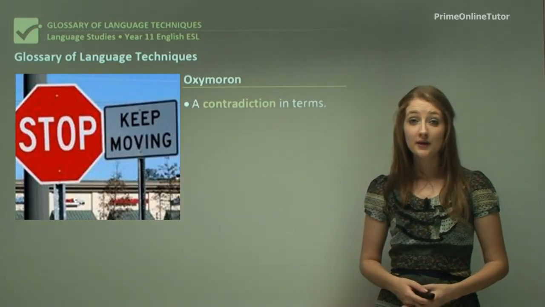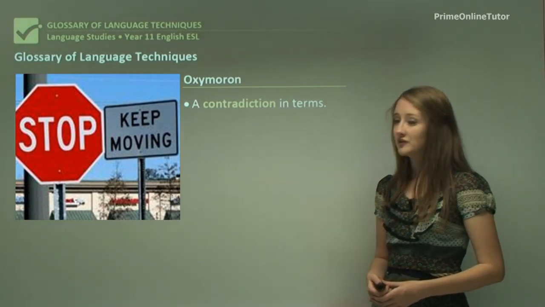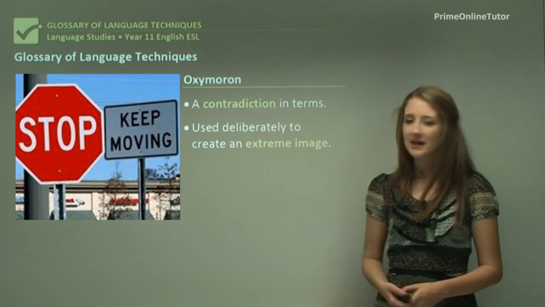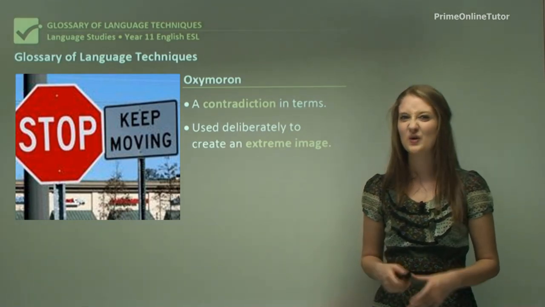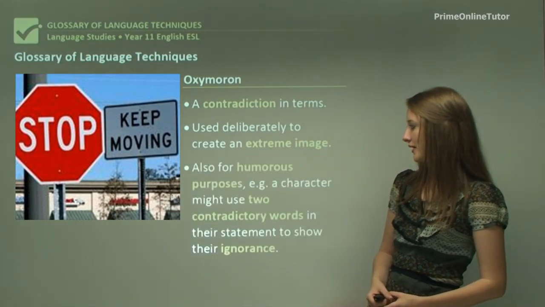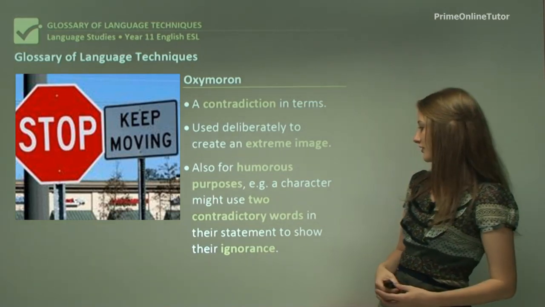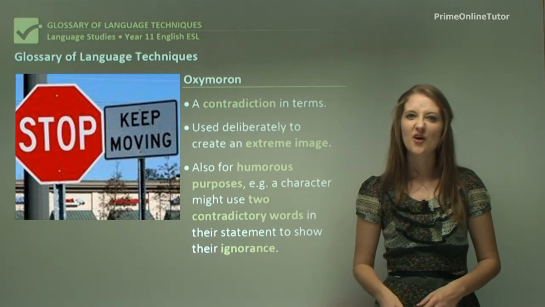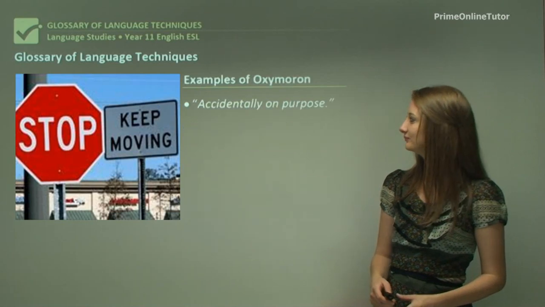An oxymoron is another technique which is really important. It's a contradiction in terms. It's used deliberately to create an extreme image. So two things that don't really make sense together, but the author's doing it deliberately. It's also used for humorous purposes. For example, a character might use two contradictory words in their statement to show their ignorance. So an oxymoron is a really important technique with a lot of different ways to apply it.